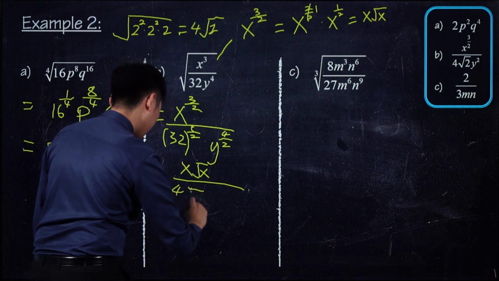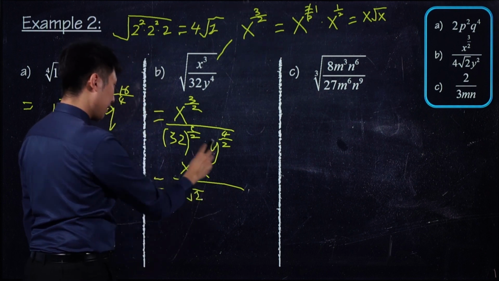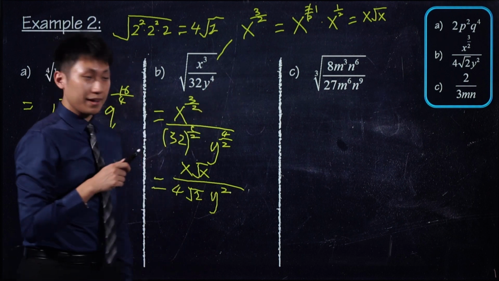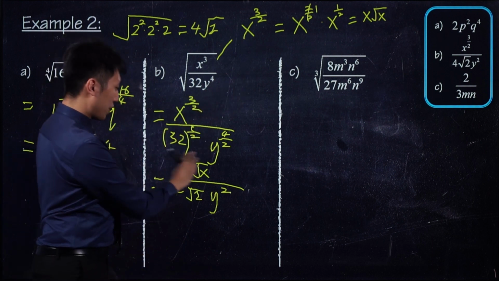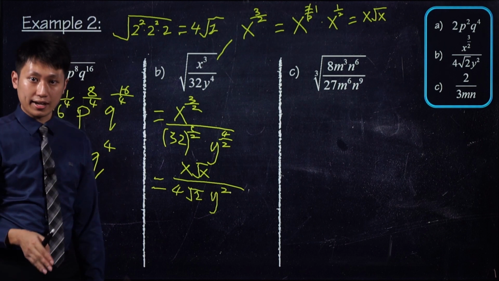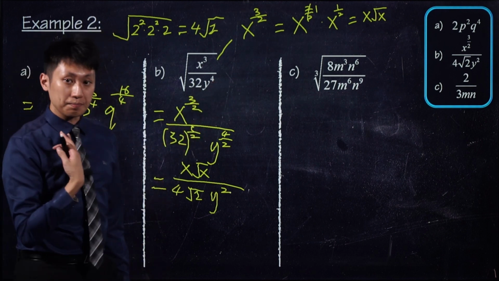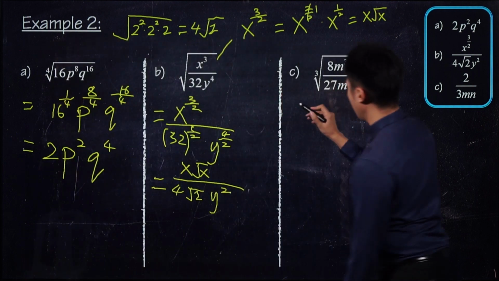4 square root 2. Then here is y squared. Okay, I get that answer. I actually get an answer, but I just make it nicer for you. It's x square root x instead of just writing x to the power 3 over 2. Okay, no problem. Great, let's move on.